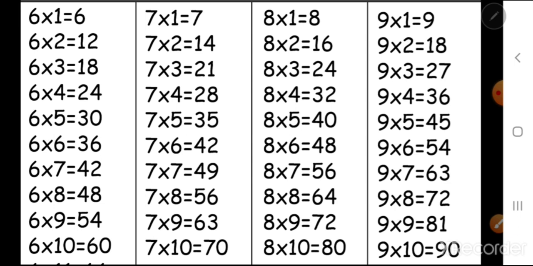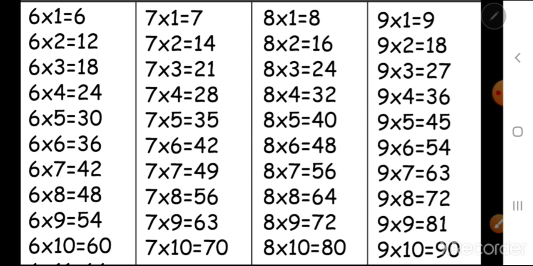Now 8 table. 8 ones are 8. 8 twos are 16. 8 threes are 24. 8 fours are 32. 8 fives are 40. 8 sixes are 48. 8 sevens are 56. 8 eights are 64. 8 nines are 72. 8 tens are 80. Nines table now.